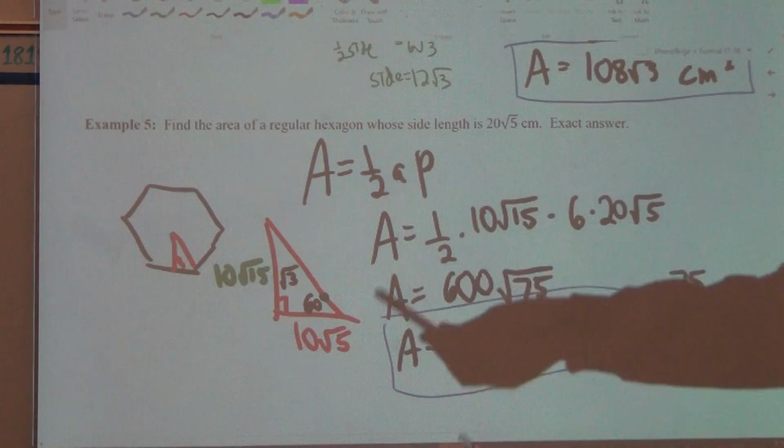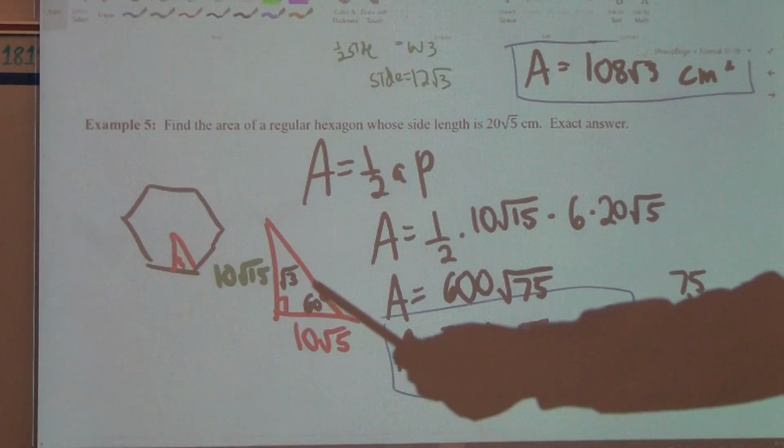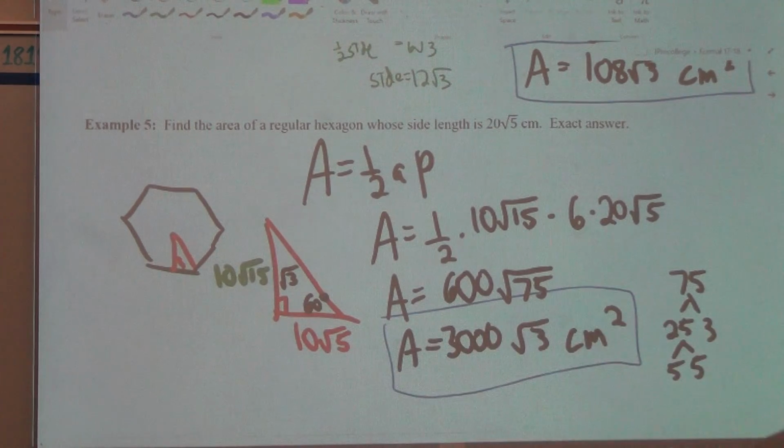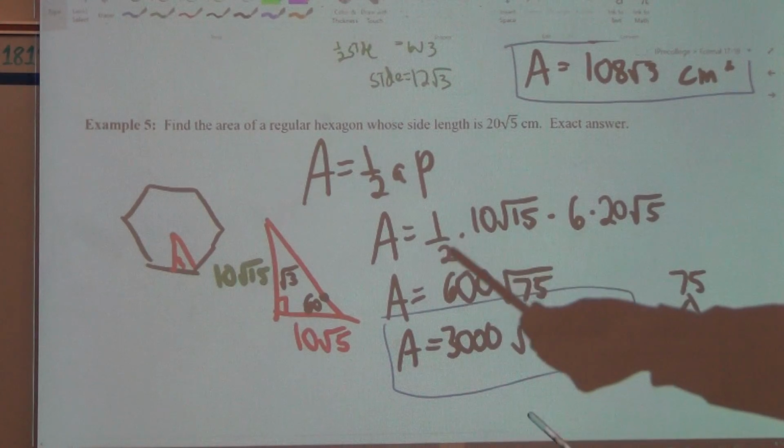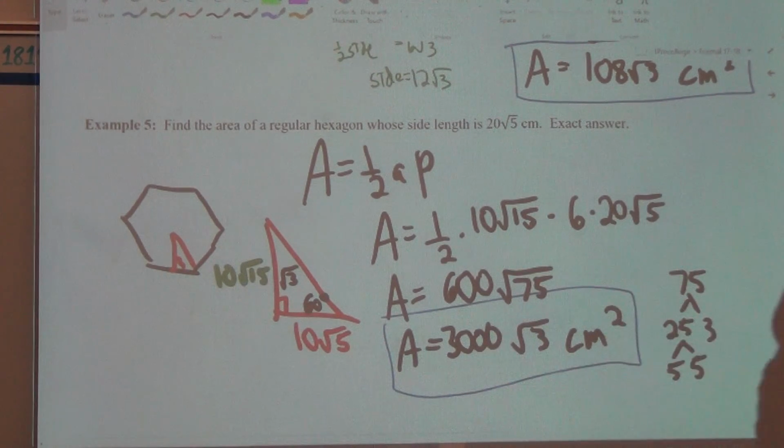This is the most complex problem that we have today in terms of the algebra and the arithmetic involved. 1/2 apothem perimeter is still our star. We have a hexagon, so half the central angle is 60 degrees. We have the area equals 1/2 times 10 root 15 times 6 times 20 root 5. Again, I've used the expanded version of the perimeter.